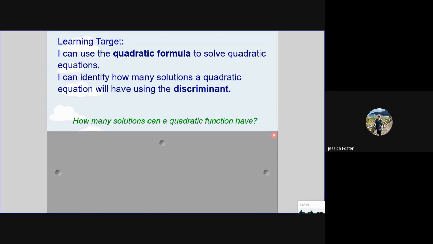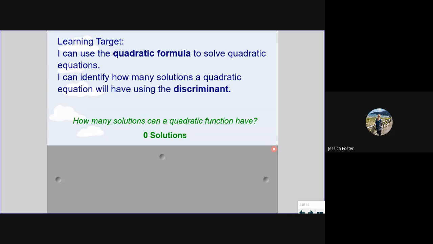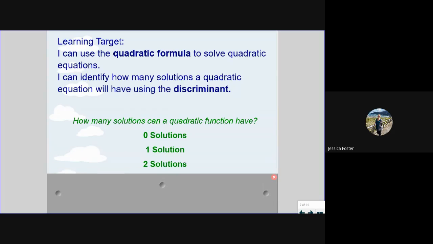How many solutions can a quadratic function have? This shouldn't be a surprise. This is something that we have talked about every single day. Either quadratic functions have zero solutions, one solution, or two solutions. And we've seen how this looks in a couple of different situations, whether we're graphing, so zero solutions, the parabola doesn't touch the x-axis at all. It only touches at one spot at the vertex would be one solution, or two solutions, it touches in two different spots.